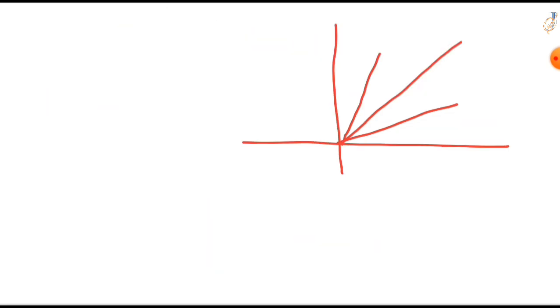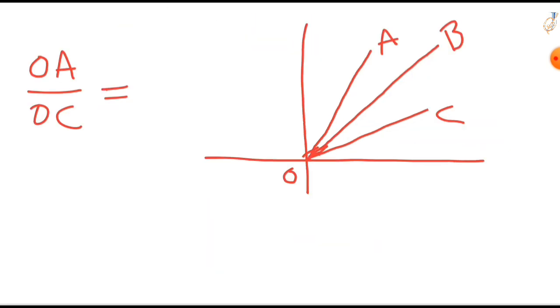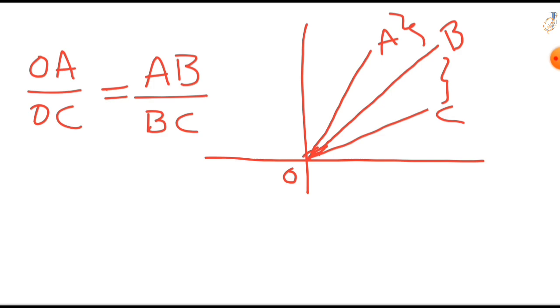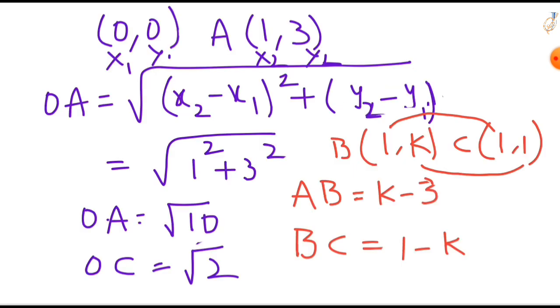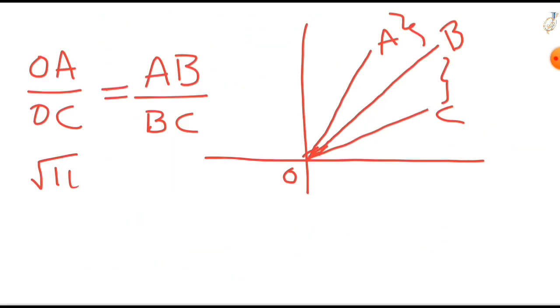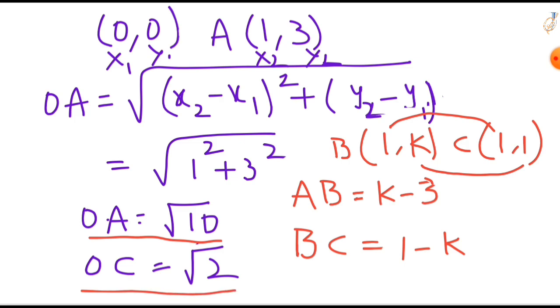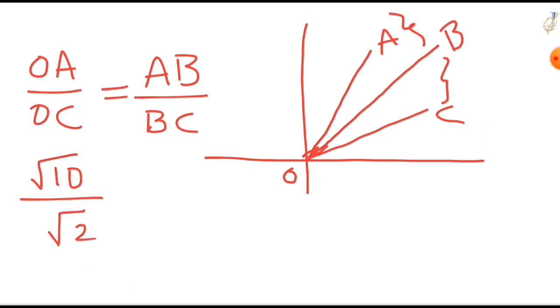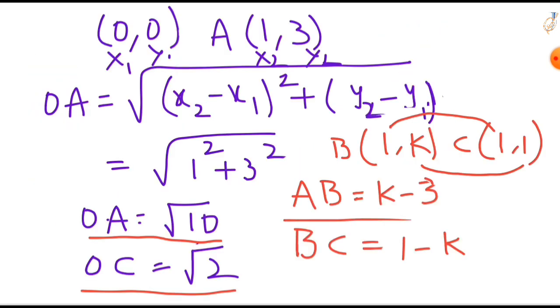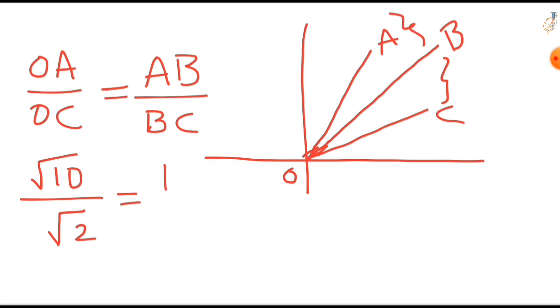Just recall the angle bisector theorem. The theorem says that this OA and OC ratio is equal to AB and BC ratio. These are equal. So our OA value is root 10 and OC value is root 2. That is equal to AB, which is k minus 3, over BC, which is 1 minus k.